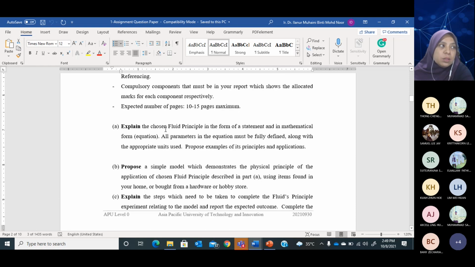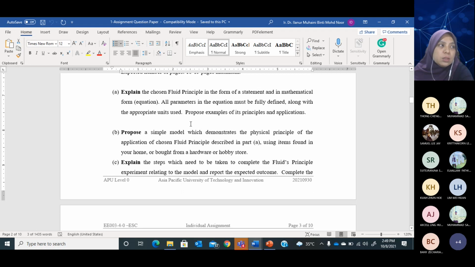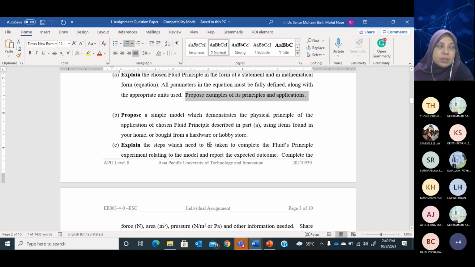Okay, number 1, explain the fluid principle in a statement. Then propose an example of its application and principle. So, for example, you choose Archimedes' principle. What are the examples of application which use Archimedes? Must explain.